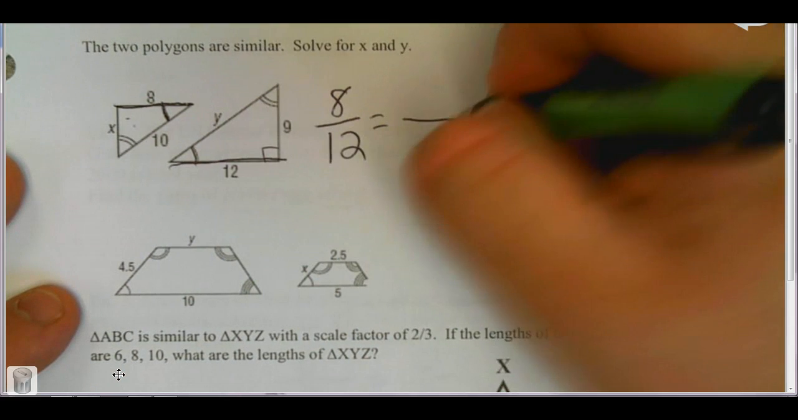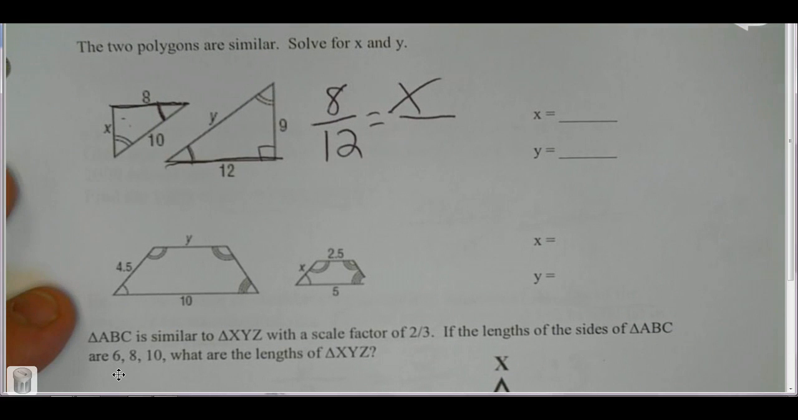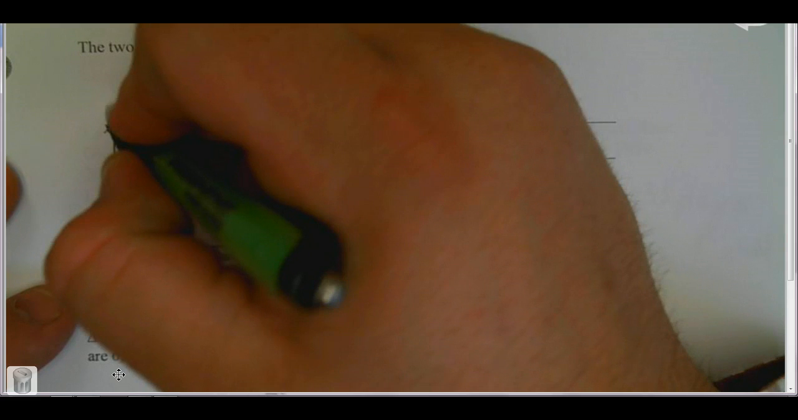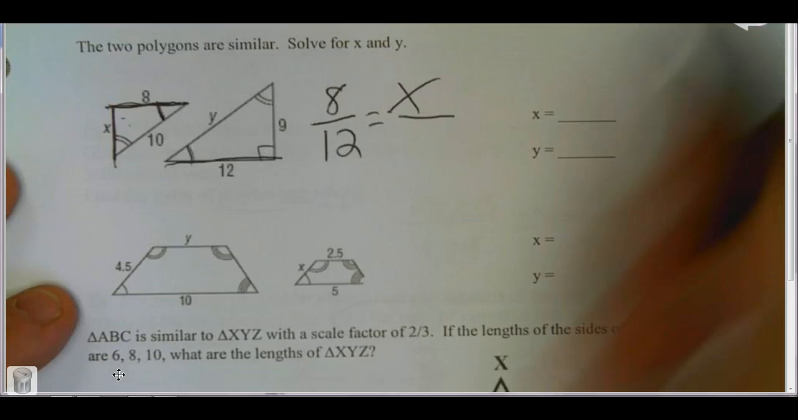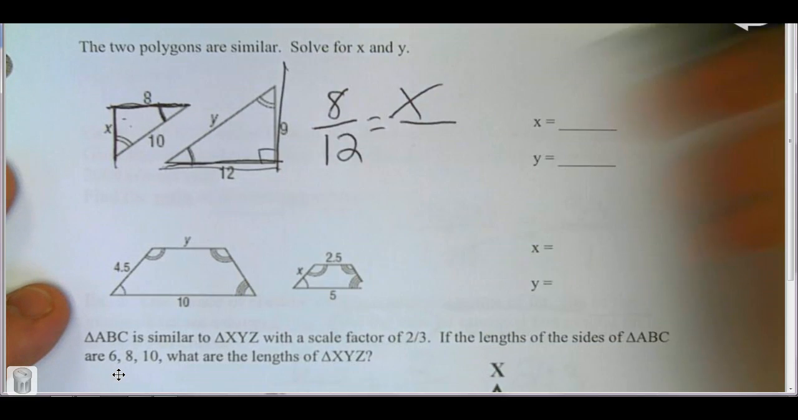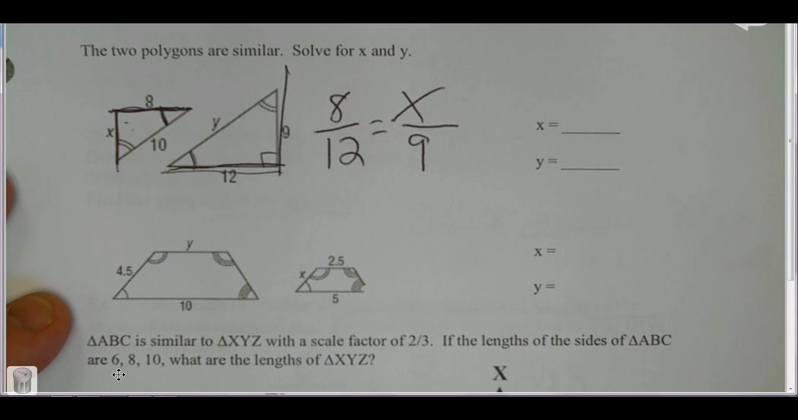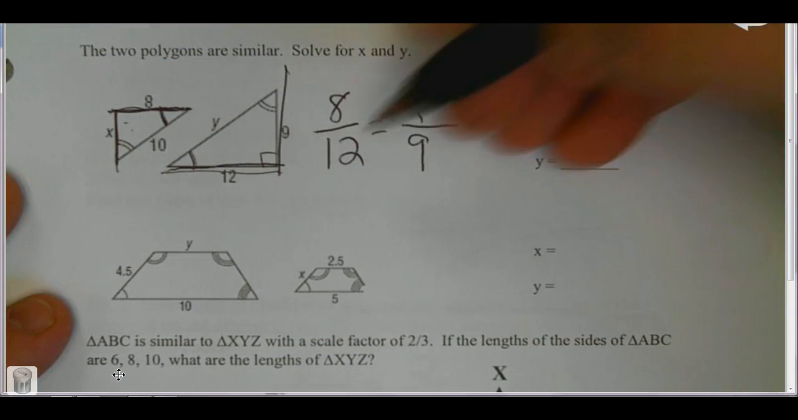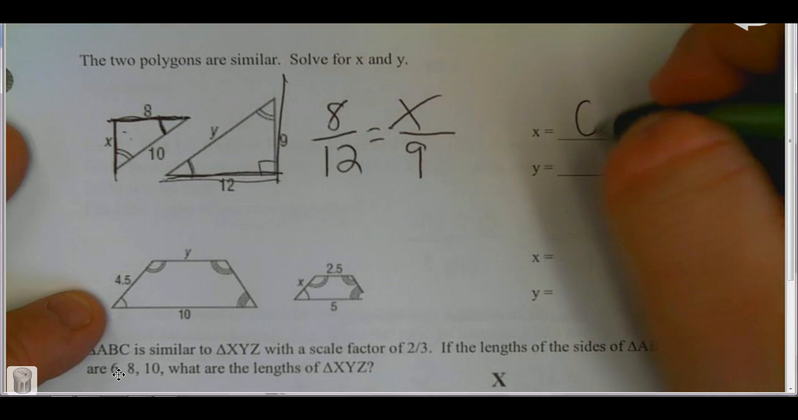So the question is, how do we solve for x? Well, in order to solve for x, we have to find the corresponding part on the other triangle. So see how 8 is adjacent to x? 12 is adjacent to 9. So we go ahead and put that in the other spot. So 8 over 12 is equal to x over 9. Now we're at the proportion part we just got done. So we cross multiply and we solve. X is equal to 6.